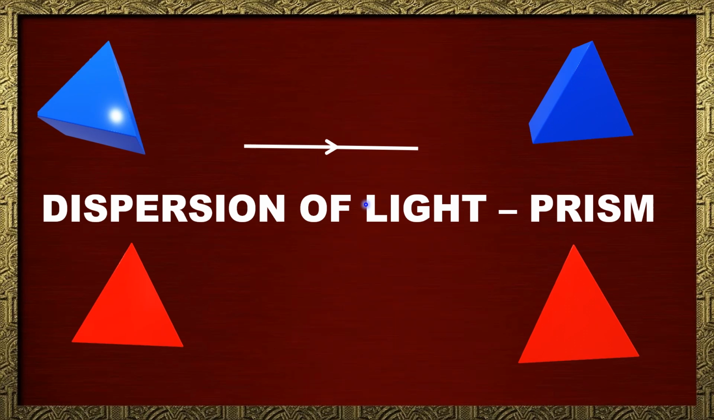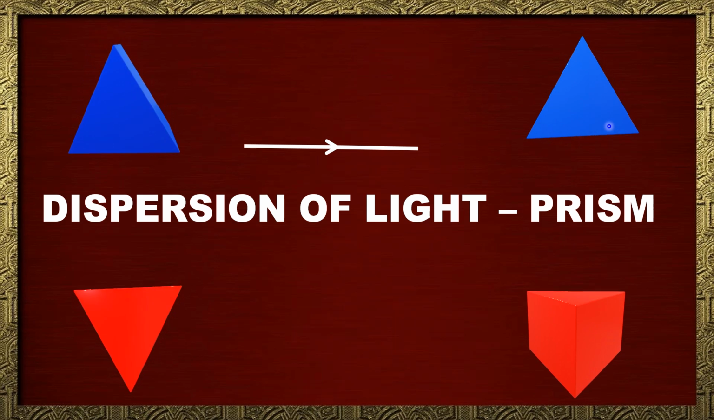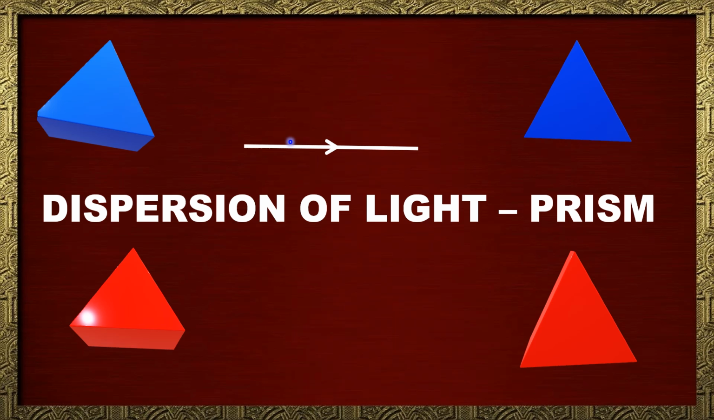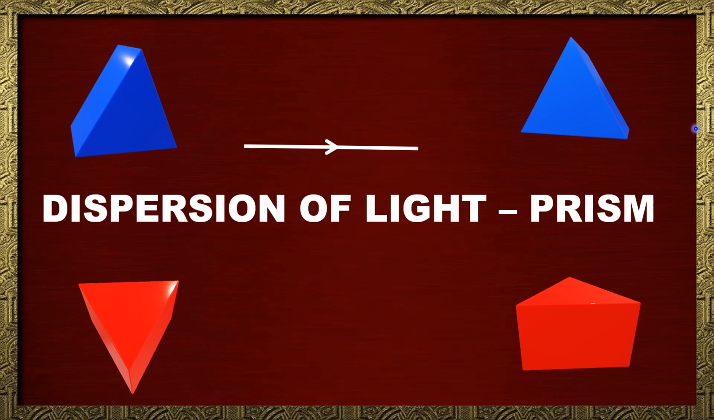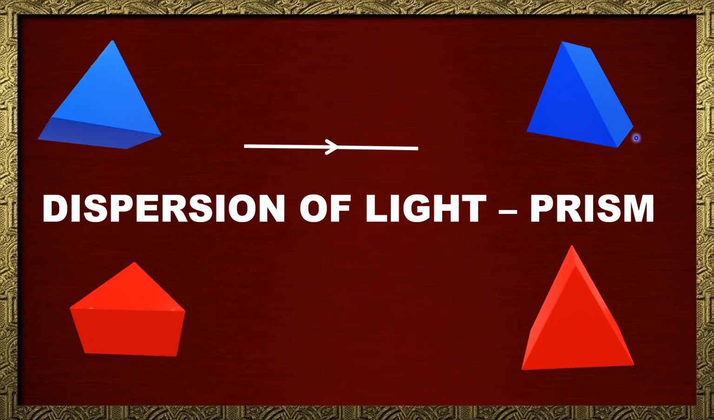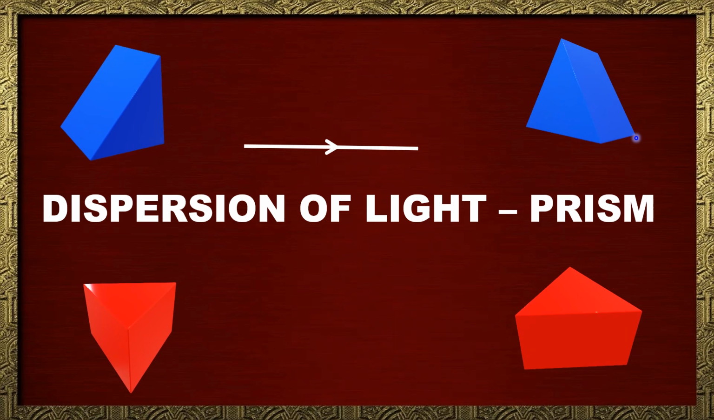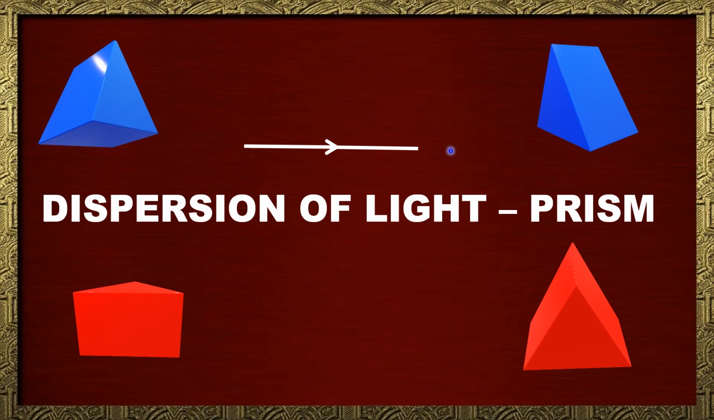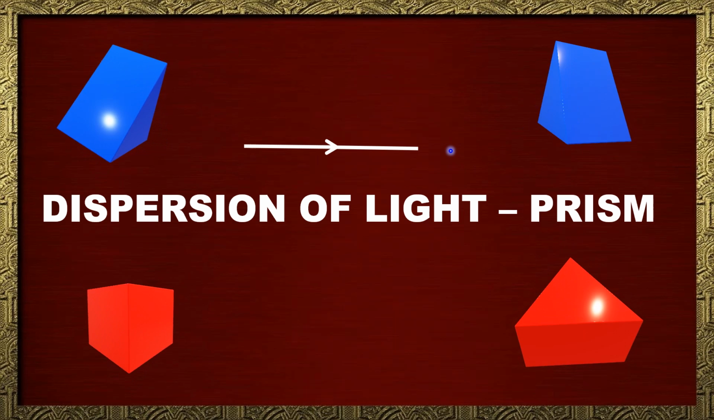Okay, so what is the dispersion of light? The separation of visible light into its different colors is known as dispersion. See here, each color is characteristic of a distinct wave frequency, and different frequencies of light waves will bend varying amounts upon passing through a prism. That means each color of light has a distinct frequency, a distinct wavelength.